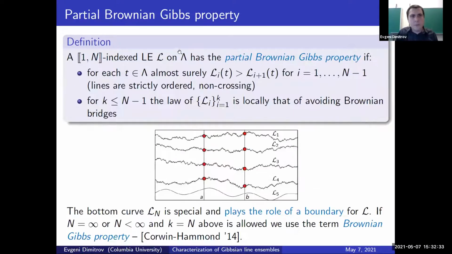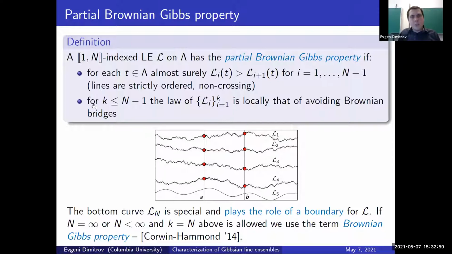So the next thing I want to define is the partial Brownian Gibbs property. We say that a line ensemble L satisfies this Gibbs property if it satisfies the following 2 conditions. The first condition is that the curves of your ensemble need to be strictly ordered. So L1 needs to be strictly above L2, strictly above L3, and so on. If you draw them on a picture like this, they need to be strictly ordered downward.